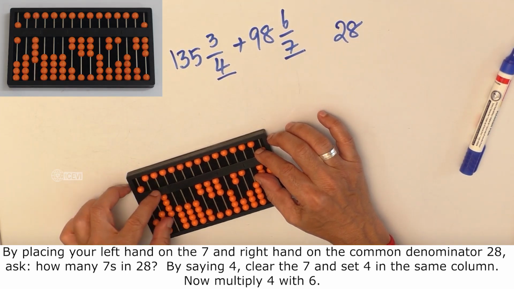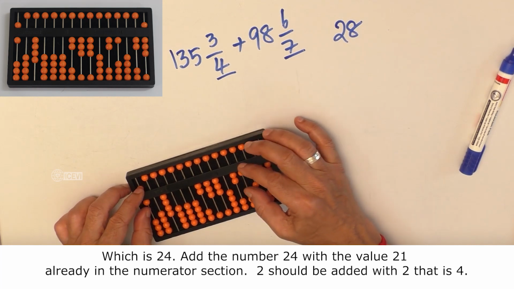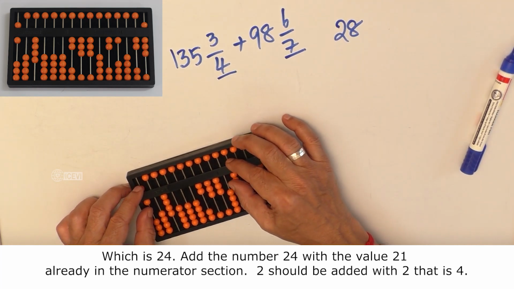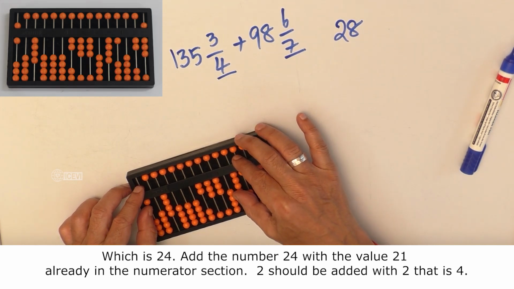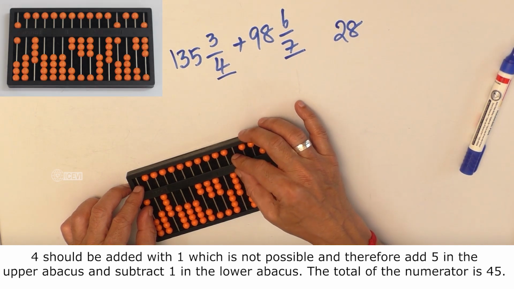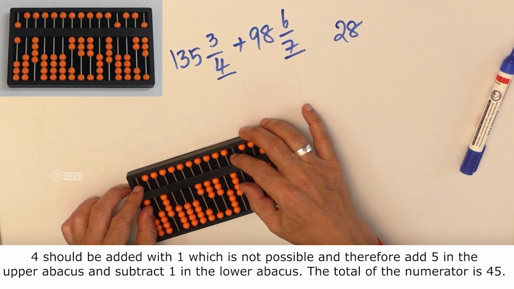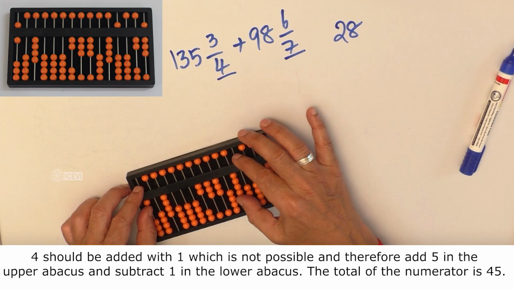Now multiply 4 with 6, which is 24. Add the number 24 with 21 already available in the numerator section. 2 should be added with 2, that is 4. Now 4 should be added with 1, which is not possible, and therefore add 5 in the upper abacus and subtract 1 in the lower abacus. The total of the numerator is 45.